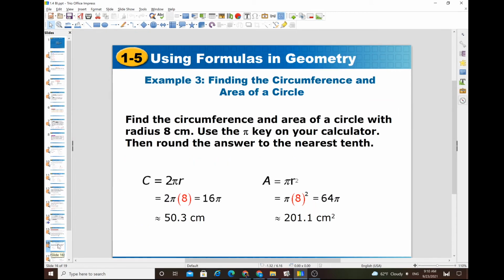So here's one of the examples. Find the circumference and the area of a circle with radius 8 centimeters. So use the pi key on the calculator. So pi key, which is the irrational constant on the calculator. So 2 pi r, so rewrite it as 2 pi times 8, so 16 pi. So using calculator, round it to the nearest tenth, so it's 50.3 centimeters. Pi r squared, so pi times 8 squared, so 8 times 8, 64 pi, so 201.1 square centimeters. It's approximately, it's not exact.